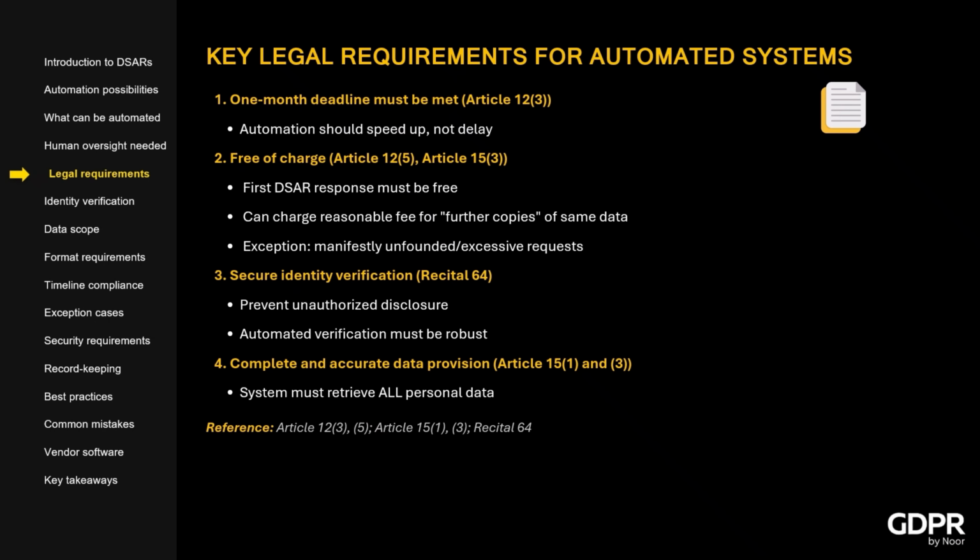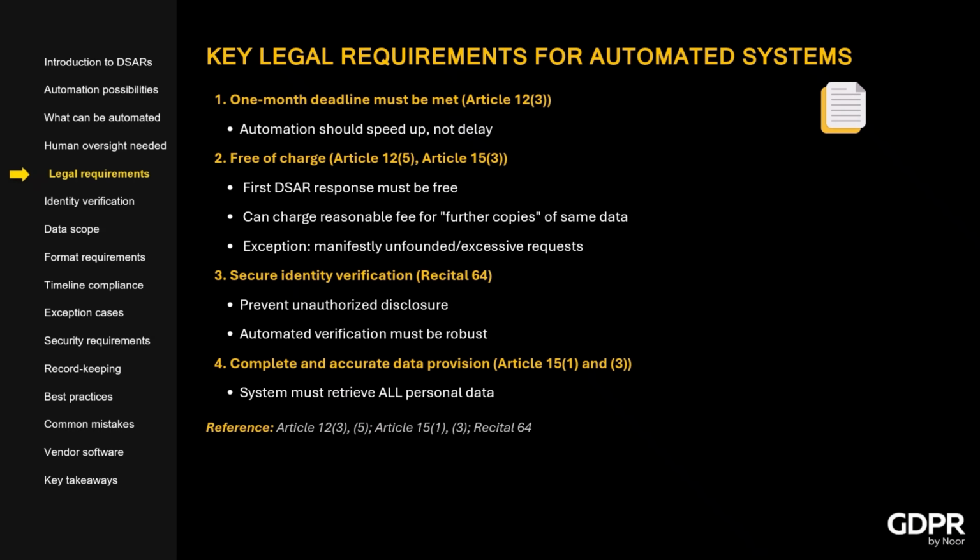An automated DSAR process must meet four core requirements. One month deadline: Article 12.3 requires you to respond within 1 month. Automation must speed up the response time, and any delays caused by the system still count as non-compliance. Free of charge: Article 12.5 requires DSAR responses to be free. Fees are allowed only for additional copies or for excessive requests. Secure identity verification: Recital 64 expects strong identity checks. Automated verification must prevent unauthorized access or risk of data breach.